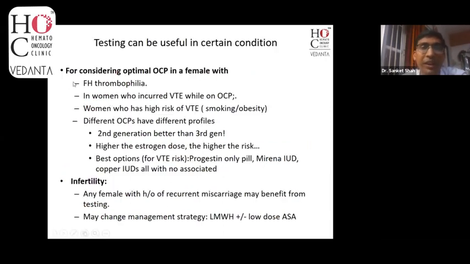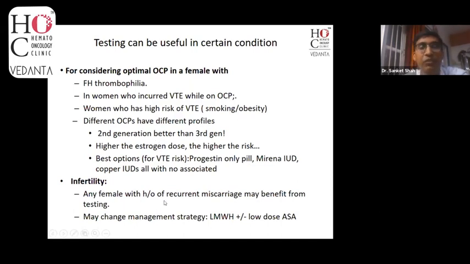A few more occasions where testing can help are when you are considering optimal OC pills in a female with a family history of thrombophilia, a history of VT while previously on OC pills, or high risk like smoking or obesity. Why is it helpful? Because different OC pills have different profiles: second generation are better in case of thrombosis, and a higher estrogen dose means higher risk of thrombosis. So the best options in this case are progesterone-only pills, Mirena IUD or copper IUDs. So it is useful to identify if thrombophilia is there, and then you switch over to these. If no thrombophilia, you can go with the other drug.